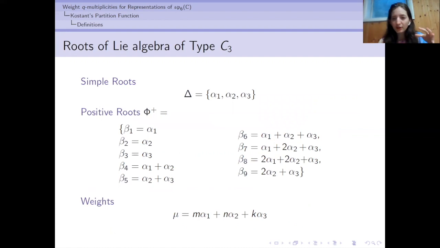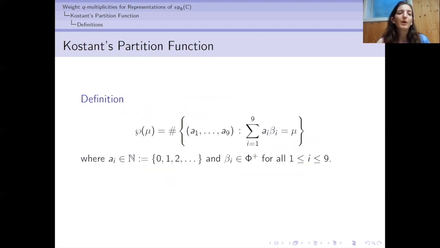So now let's shift our perspective. So let's talk about the roots of a Lie algebra of type C3. So everything here is a vector. So these simple roots, these alphas, are just linear combinations of the standard basis elements, like the ones we use in calculus. And these positive roots, these betas, are just linear combinations of the simple roots, the alphas. And then we have a weight, which just means vector, and it will be written as a linear combination of the simple roots, of the alphas.